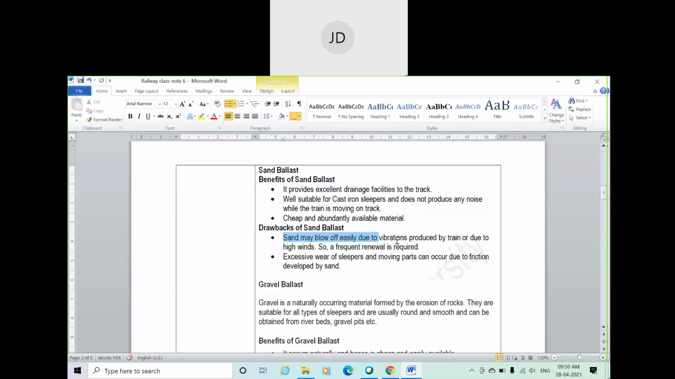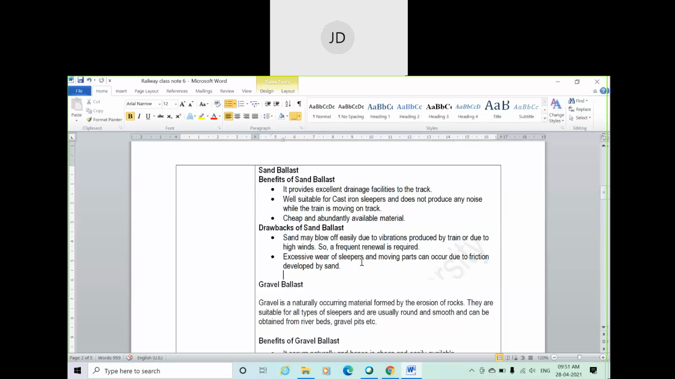Sand may blow off easily due to vibration produced by the train or due to high wind. So frequent renewal is required. Compared with stone ballast, sand is a little lighter in weight. So due to vibration, as you already felt today in the morning when the earthquake happened, or in a situation like that, and because of heavy wind blowing, the sand may wash away from the railway track. That means frequent maintenance of the track, so the maintenance cost may be high. So this is the drawback of sand ballast.